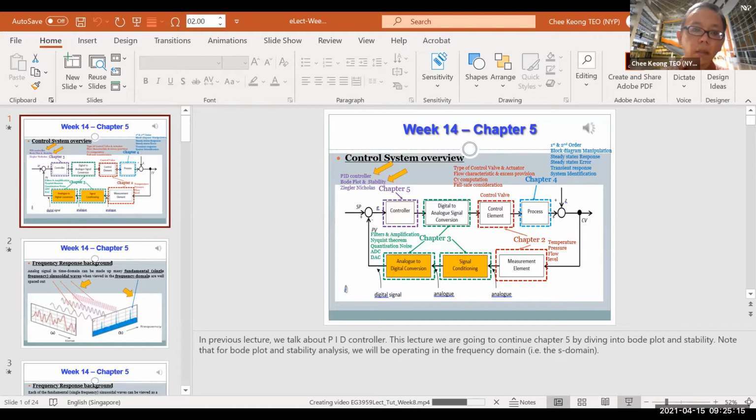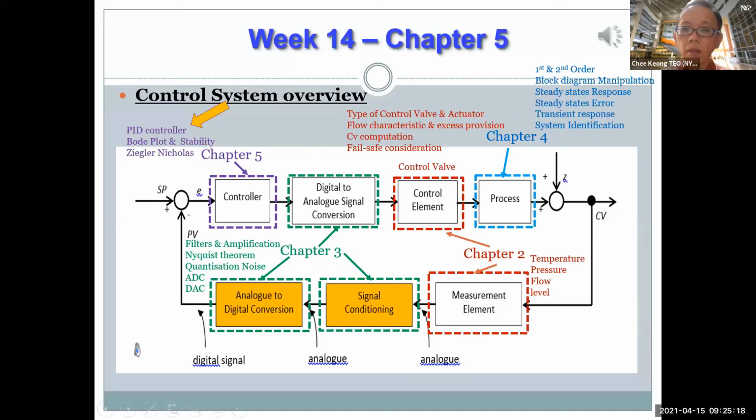In the previous lecture, we talked about the PID controller. This lecture we are going to continue chapter 5 by diving into Bode plot and stability. Note that for Bode plot and stability analysis, we will be operating in the frequency domain, i.e. the S domain.